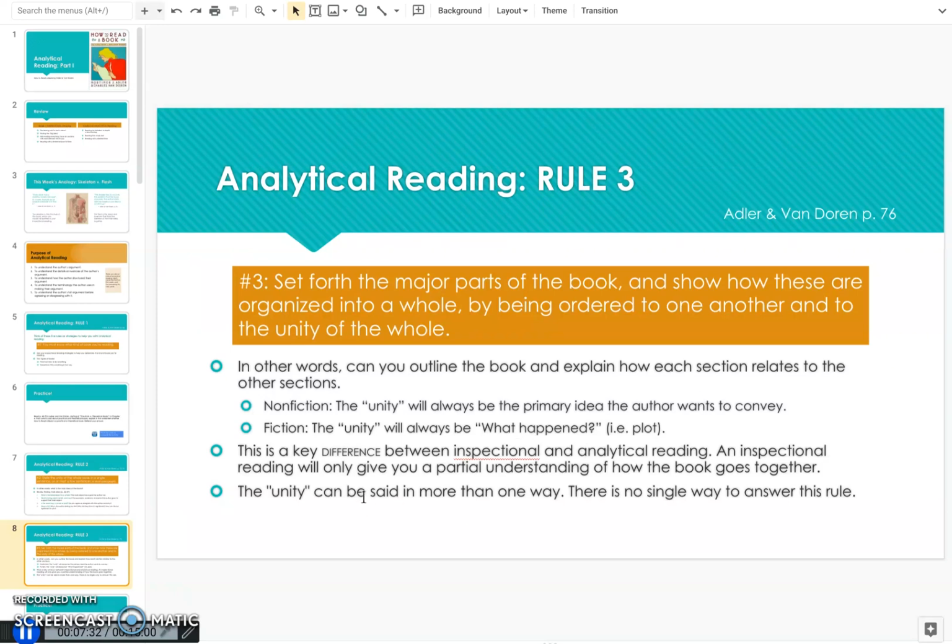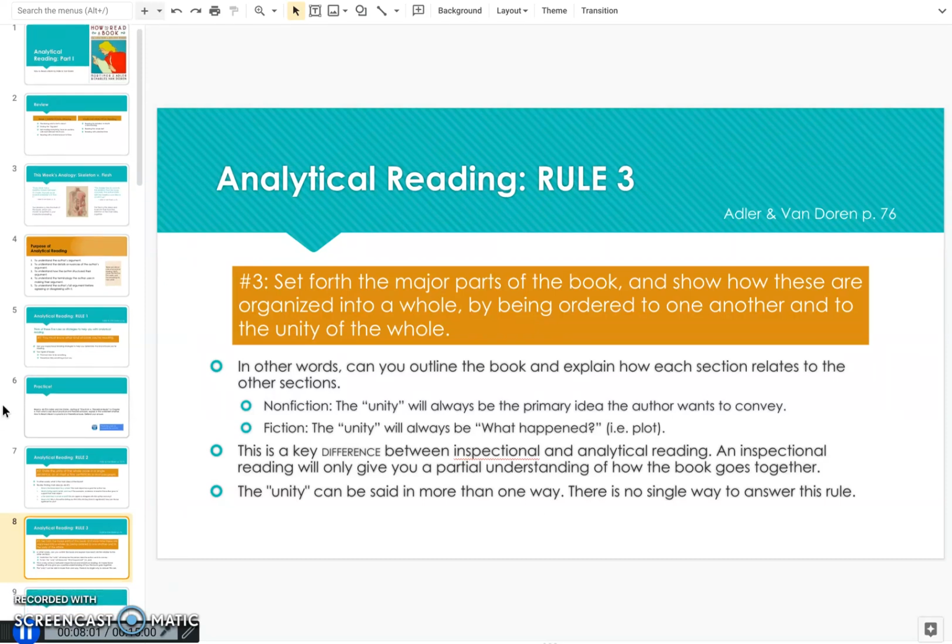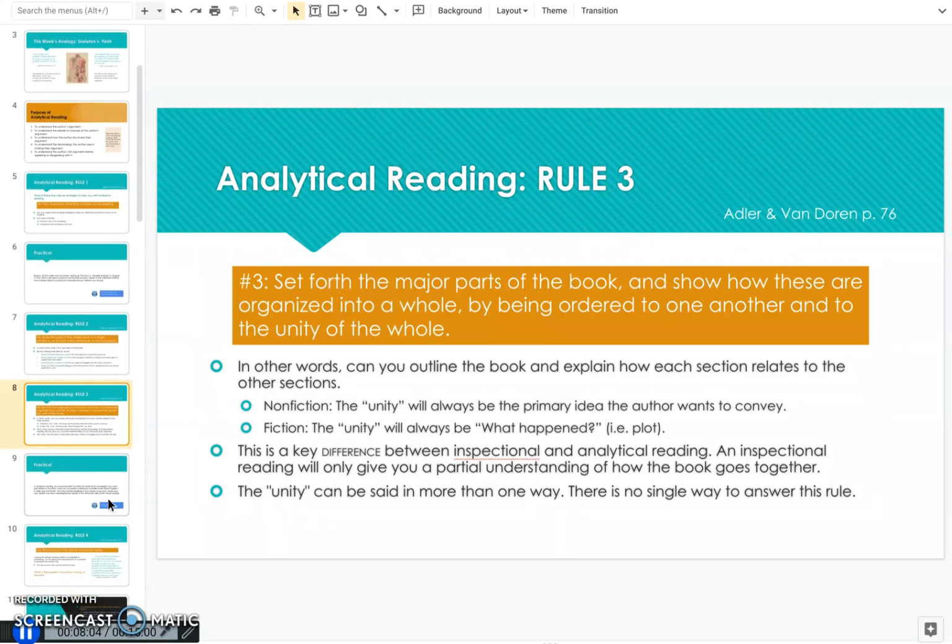Okay. Now, this rule, there's a key difference between what's being said here and inspectional reading, because in inspectional reading, you're just getting the broad picture, but with analytical reading, you're going to start to go in deeper and really understand how do the different sections support the main idea. Okay. Now, realize too, the unity of a work can be said in more than one way. So there's more than one right answer that you can give for this, okay? So realize there's some flexibility in wording. With this rule, think of it this way: you're summarizing what the whole book is about.